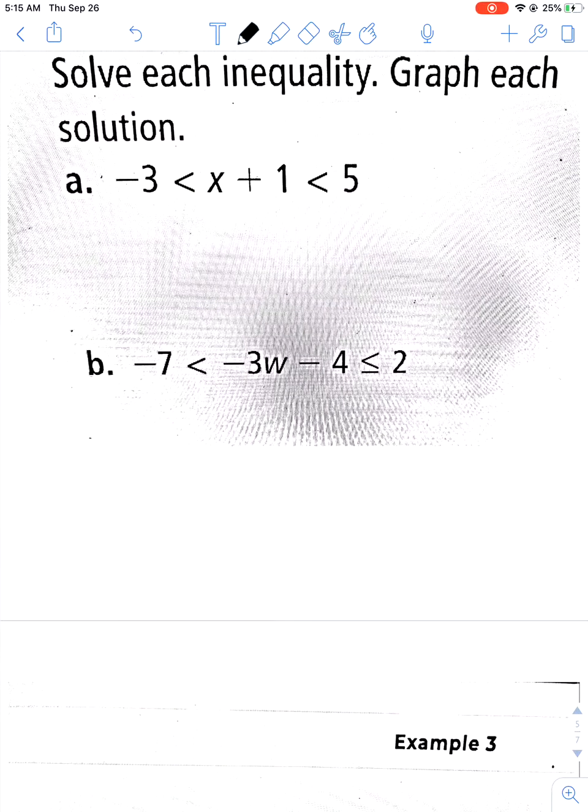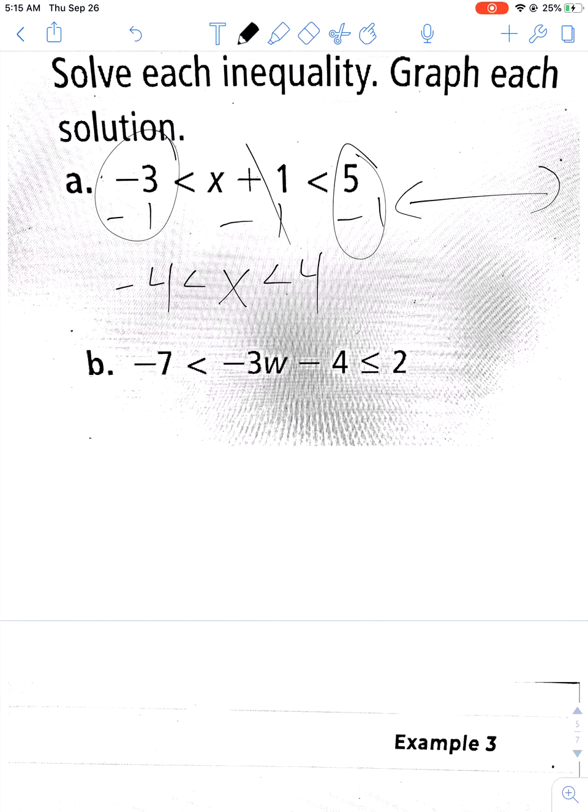All right, get x by itself. Subtract 1, but we've got to do it to the other sides, here and here. Same sign, so we add. Negative 4. Just subtract: 5 minus 1 is 4. So we draw our line. Small number first, big number second. Open, open. Trap them in between.